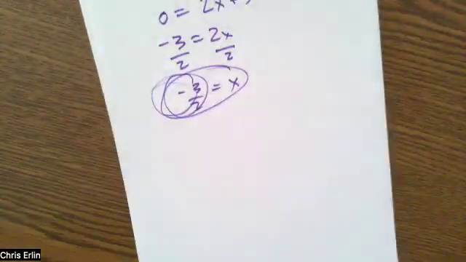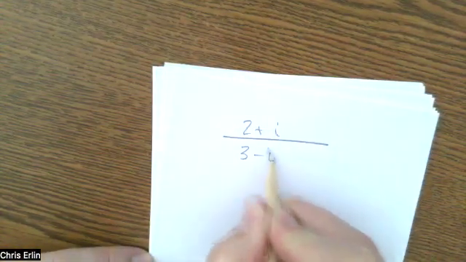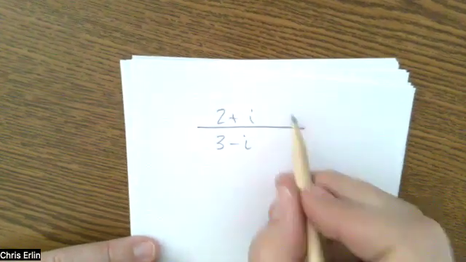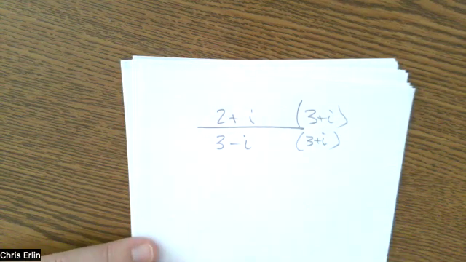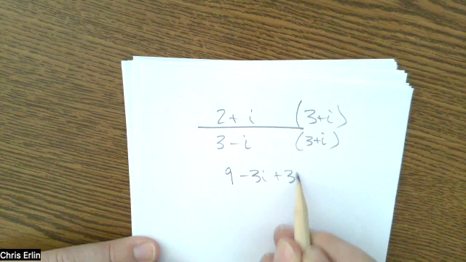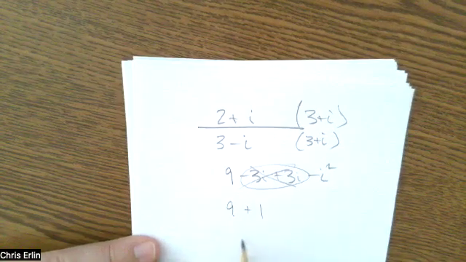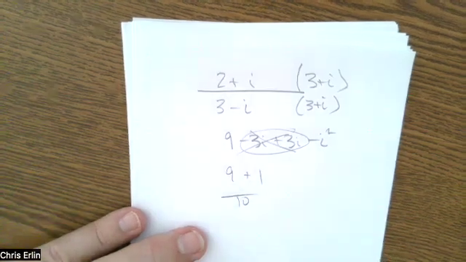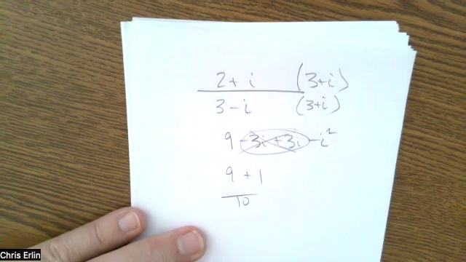Do you remember when we did rationalizing complex numbers? How would you rationalize this? 3 plus i over 3 plus i, right? Remember that? And the reason we do that is because this bottom one will become 9 minus 3i plus 3i minus i squared. The i terms will cancel out, and we'll get 9 plus 1 is 10. That's the whole point of the conjugate pairs. By doing a difference of squares, the i, the middle term, will disappear.